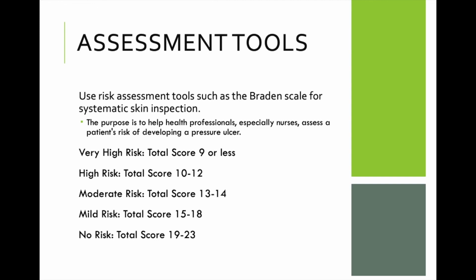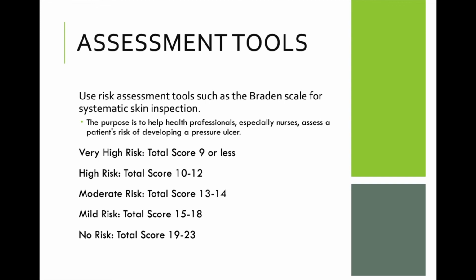You guys are probably familiar with the Braden scale because you had to do it for fundamentals. It's basically going to tell you if the patient is at risk for skin breakdown and how much of a risk they have. So the higher the score, the better their outcome is, because then they don't really have a risk. For example, if their total score is around a 19 or a 23, that means they're really not at risk for skin breakdown.